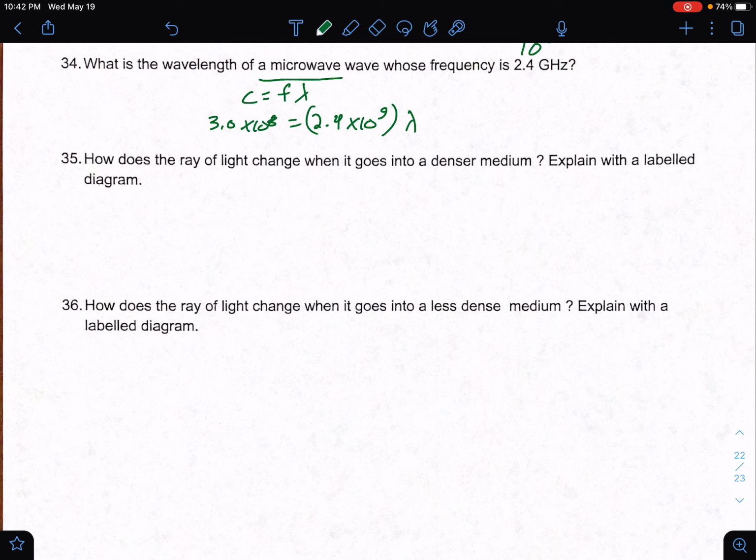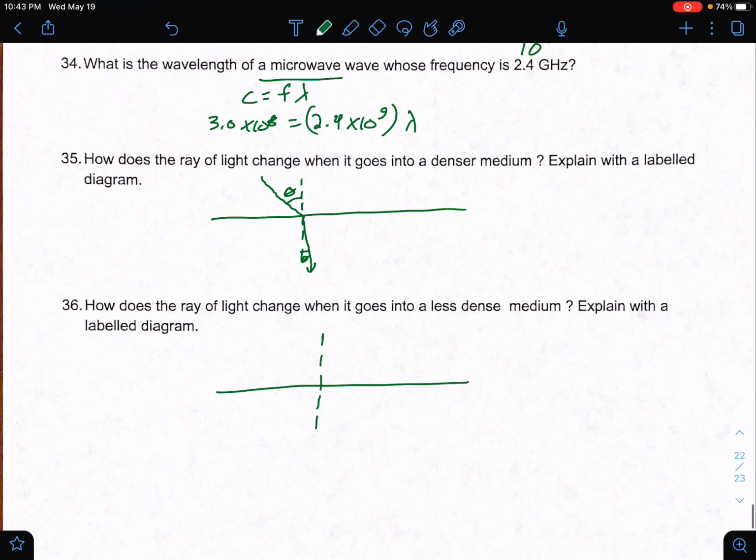35, how does the ray of light change when it goes into a denser medium? You have light coming in, and here is your normal line. If you go to a denser medium, it's going to pull the ray closer to your normal line. When you go from less dense to more dense, it's going to pull it closer towards that perpendicular line. That means your incoming angle is going to be a lot higher than your refracted angle.